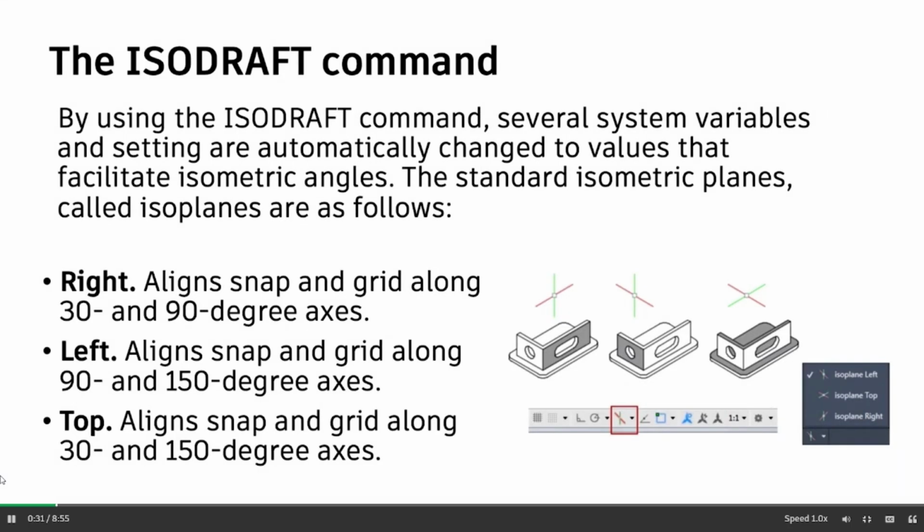Using isoplanes and the isometric tools is one of the easiest ways to create a 3D representation without actually having to move into 3D. Isodraft allows the user to place elements on isometric planes. You can use Ctrl-E or F5 to cycle through the isoplanes. There are 3 isoplanes, left, top, and right.